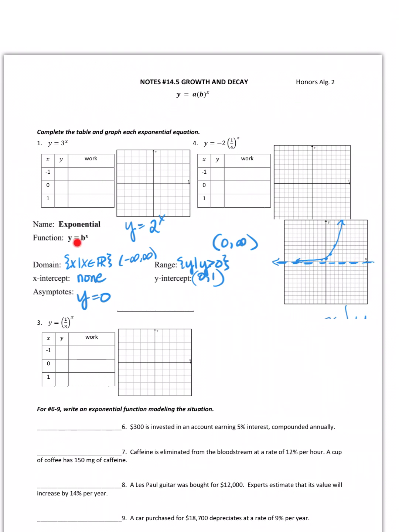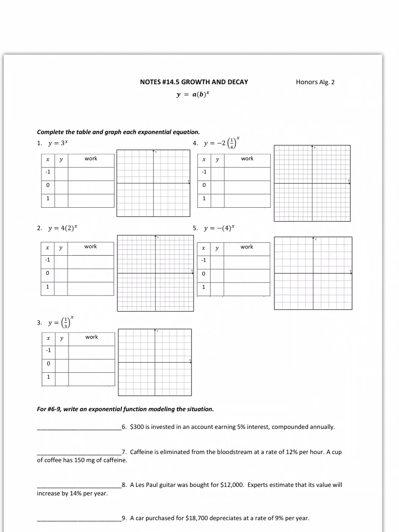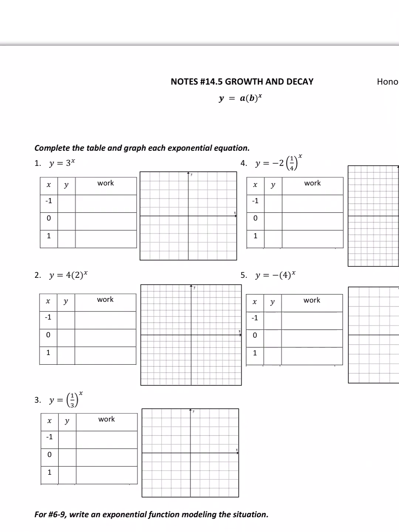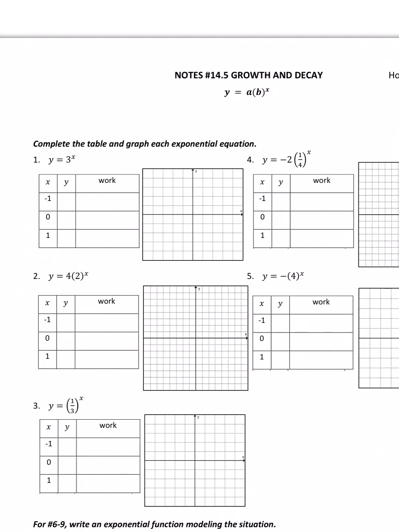So today we're going to look at when we change the base and we play with this equation a little bit more. We're going to look at some characteristics that happen, but just want to remind you where that asymptote falls because we're going to need to use that as we graph. Okay, so let's look at number 1 here. It says complete the table and graph each exponential equation. So here it is. Remember, on all of these tables, we're going to use -1, 0, and 1 to keep it simple.